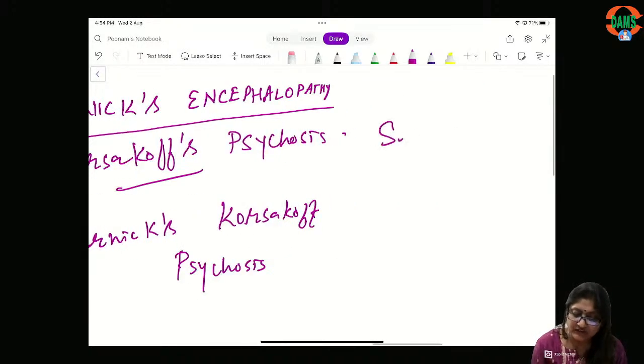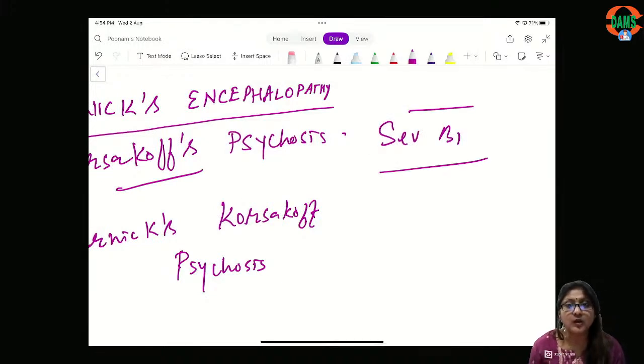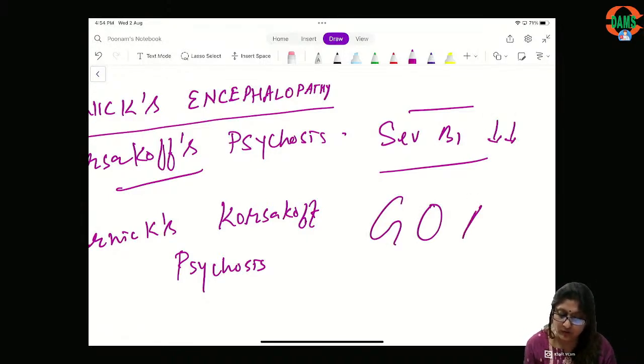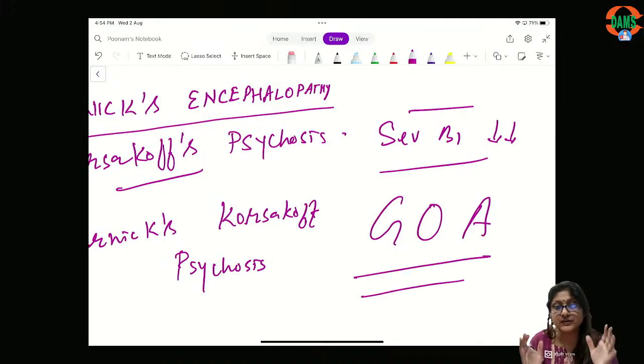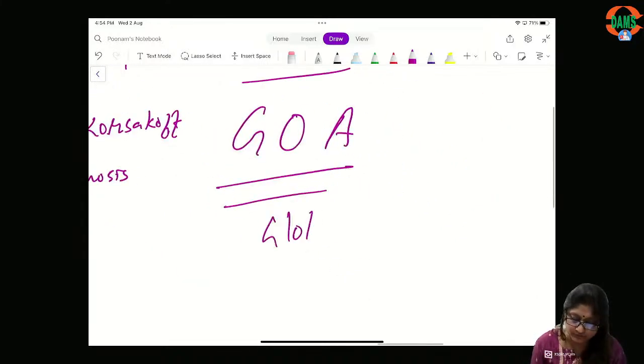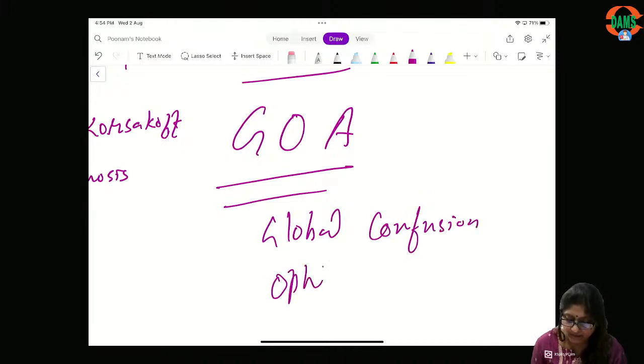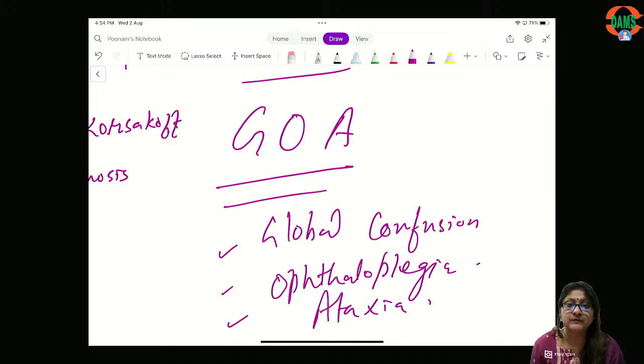This is due to severe B1 deficiency seen in chronic alcoholics who do not take proper nutrition because they get calories from alcohol itself. So in this, the presentation will be, you remember GOA. GOA is a classical triad of manifestation in Wernicke-Korsakoff psychosis. G means global confusion. O means ophthalmoplegia. A means ataxia. All these features are given in the question: nystagmus, not able to walk in a straight line, ataxia, global confusion.